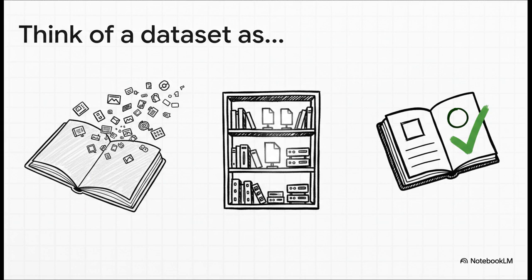So, to make this even clearer, you can think of it a few ways. It's kind of like a giant notebook just stuffed with examples. Or you could see it as a huge digital library of information. But you know, my favorite way to think about it? It's like a practice workbook for the AI. You know, the kind with all the problems and the answers in the back, so it can just work through them over and over to learn.